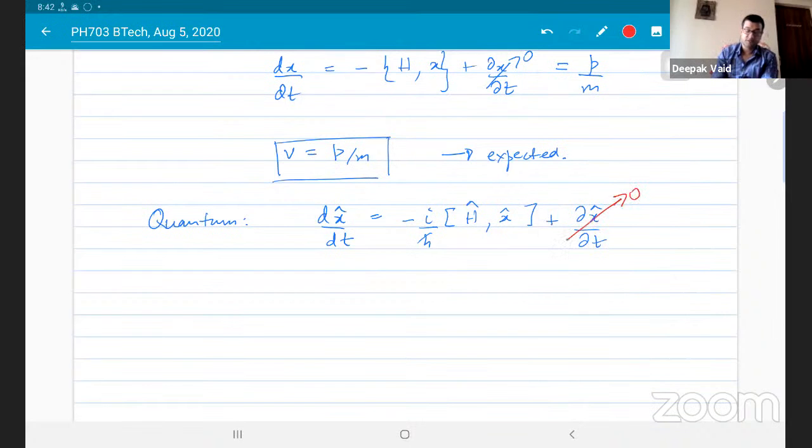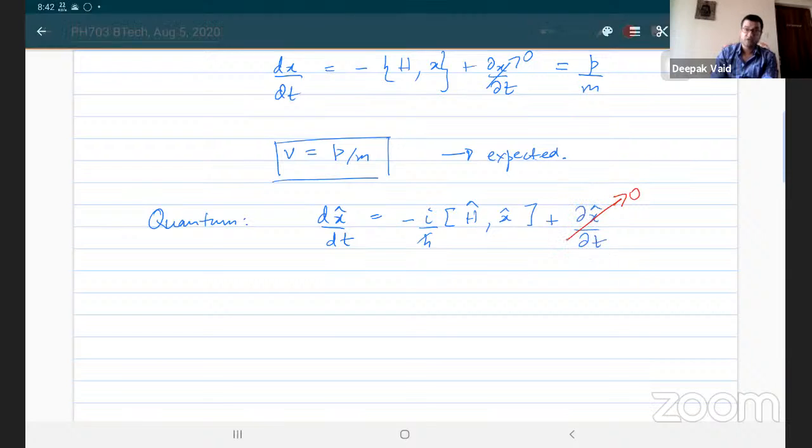This term will generally be 0 unless there is an explicit dependence. An explicit dependence can arise, for instance, if you happen to be in a frame of reference that is, let's say, rotating with respect to another frame of reference. Then you will get such a term. But if you are not in such a non-inertial frame of reference, you will not get such a term generally.